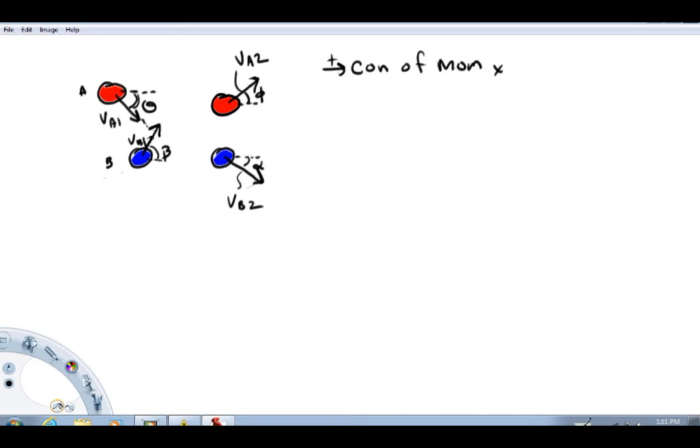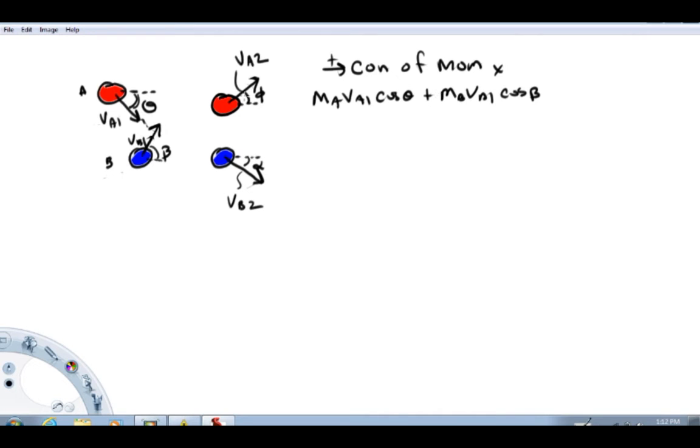Not the best theta I've ever drawn, but the x component of that momentum would be MAVA1, the hypotenuse of the momentum vector, times cosine theta. It's positive because it points right. Now, mass B. If I take mass B times VB1, I have the hypotenuse of the momentum vector, and if I multiply that by cosine of this angle that I call beta, I get the x component of it. Because that vector also points right, that term is positive.